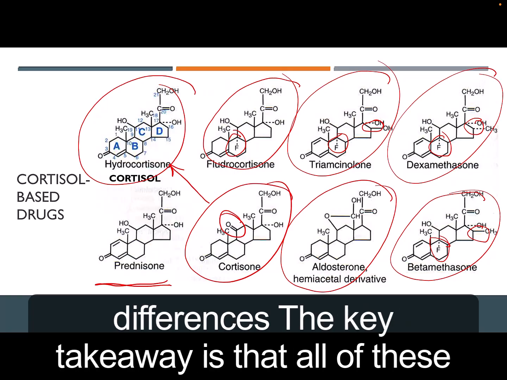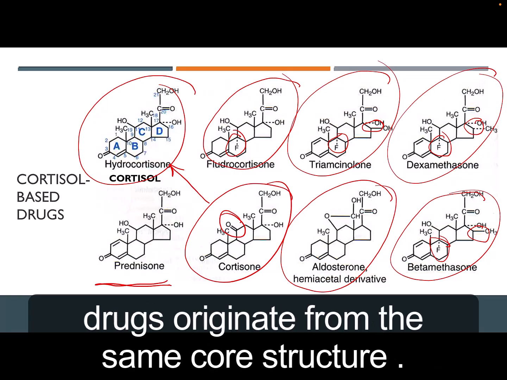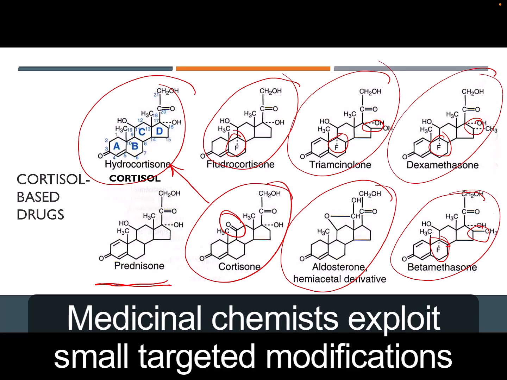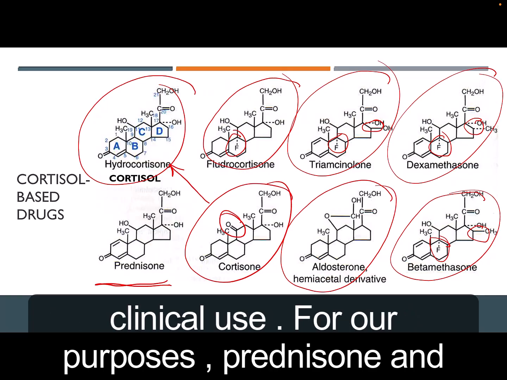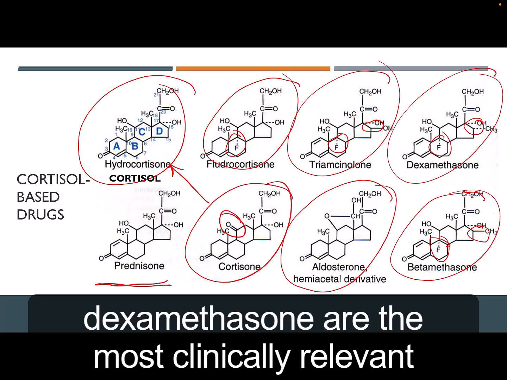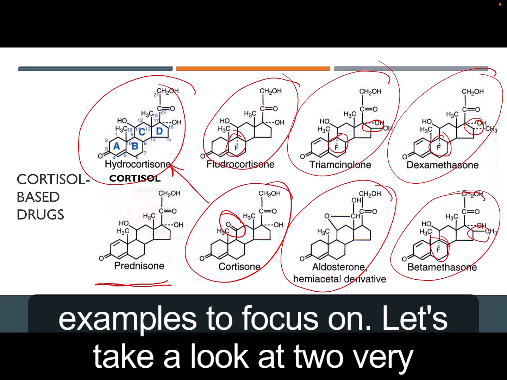The key takeaway is that all of these drugs originate from the same core structure. Medicinal chemists exploit small, targeted modifications to tune potency, selectivity, duration of action, and clinical use. For our purposes, prednisone and dexamethasone are the most clinically relevant examples to focus on.